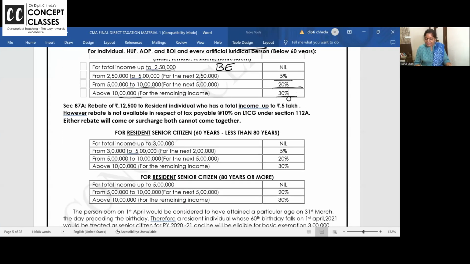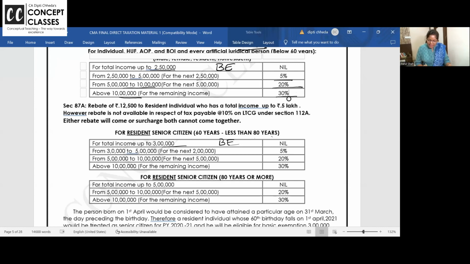Now, the next aspect in this is if the assessee is a senior citizen. Senior citizen means 60 years and above, less than 80 years. Total income up to 3 lakh, they have basic exemption. Is this clear to all of you?